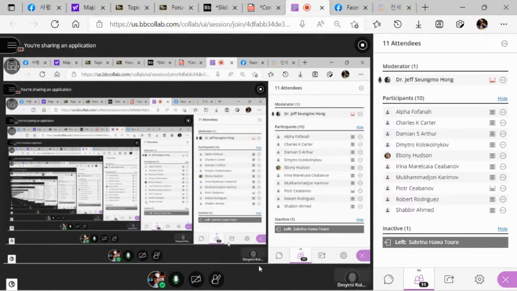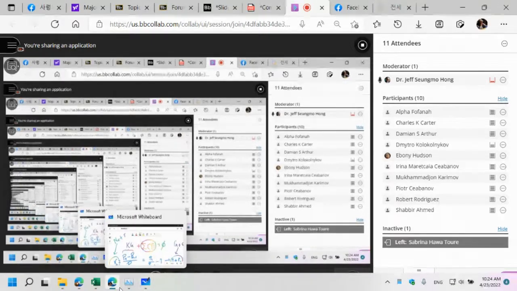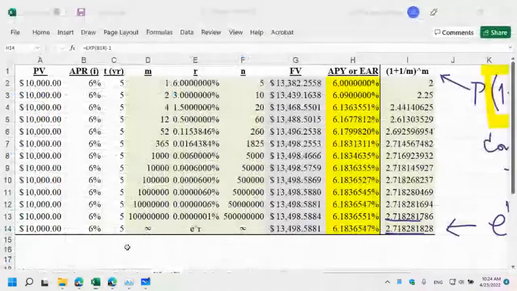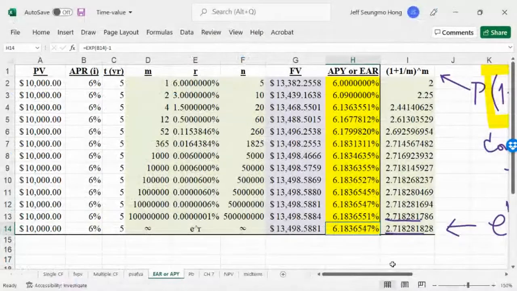Okay. But did you guys all get the same result? There are 10 people in the collaborative session, and nobody's responding. Anyone there? Is anyone there? So dead quiet. Yes, sir. All right, Alpha, did you get the same result?